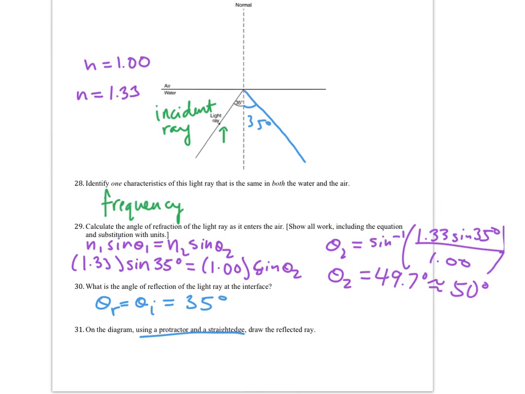Please note, you're probably going to expect seeing a short answer question just like this one. So make sure you know how to use that protractor, guys, come the test.